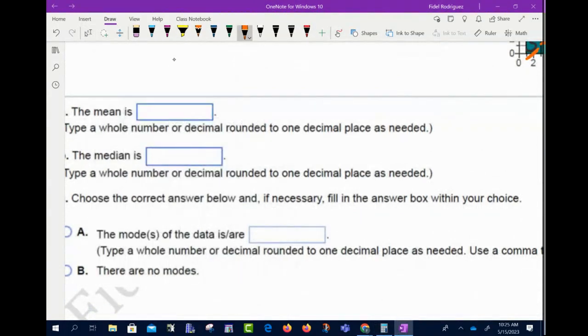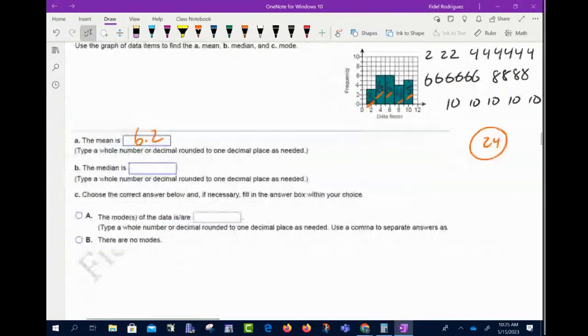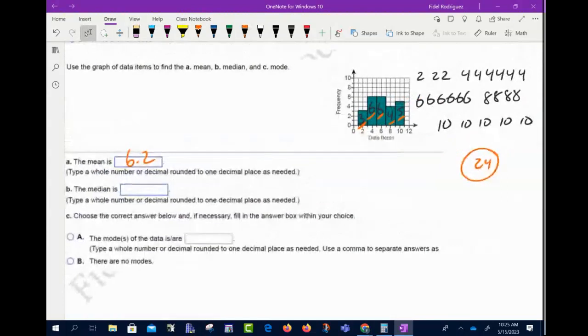6.2. And we got it. Did I make sense, y'all, on how we were able to find that average? Yes, sir. Okay. Remember, the median. Look, y'all, we have 24 numbers. Isn't the median going to be the average of the middle two? Yes, okay. So we want to count to 12, because half of 24 is going to be 12, right? So look, 1, 2, 3, 4, 5, 6, 7, 8, 9, 10, 11. It would be the average of those two.